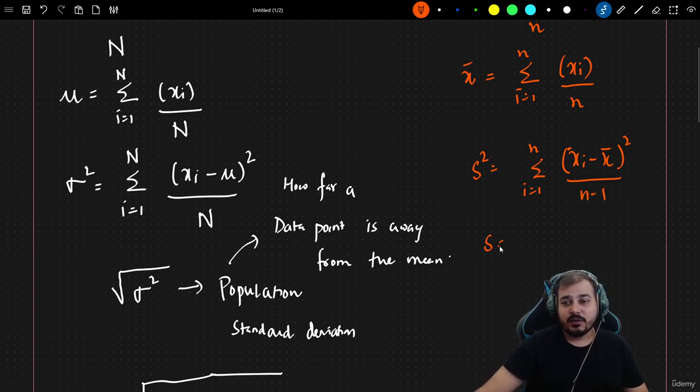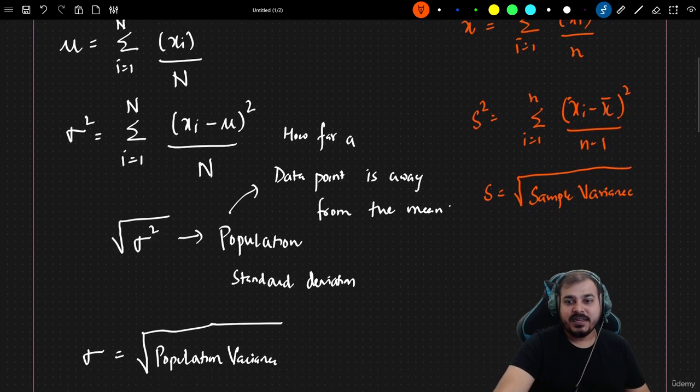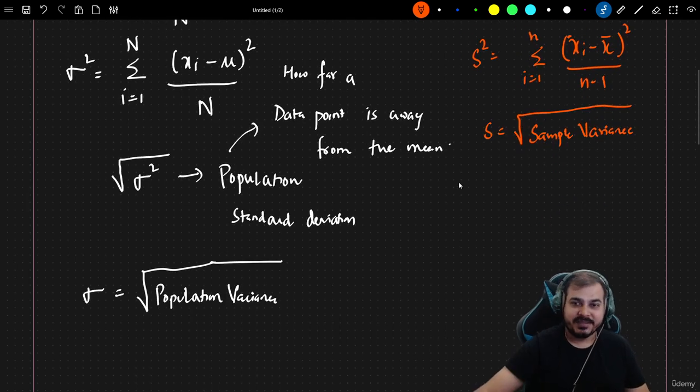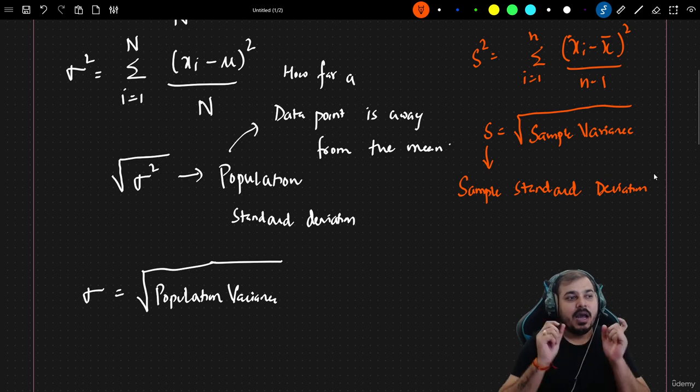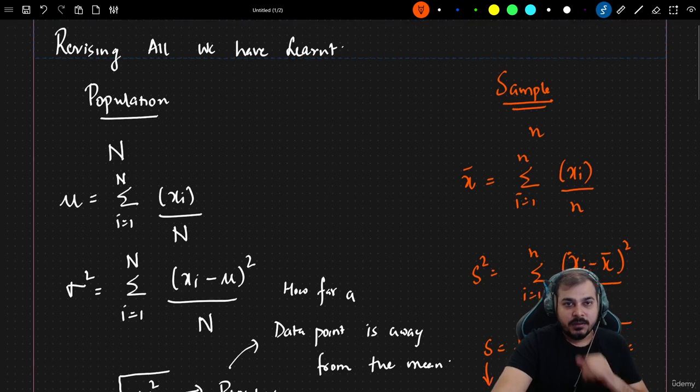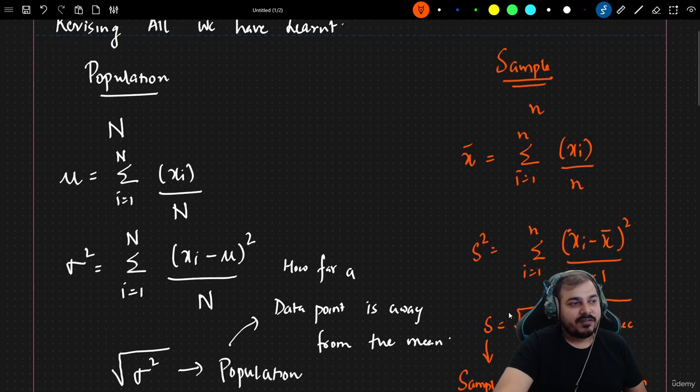Finally, if I want to compute S, that is your sample standard deviation, you just take the root of the sample variance, right? So this is your entire formula. This S is nothing but the sample standard deviation. And I've told you the use of standard deviation: for a data point, it says how far away it is from the mean, usually expressed in terms of standard deviations. So you can use this entire formula to do different kinds of calculations.